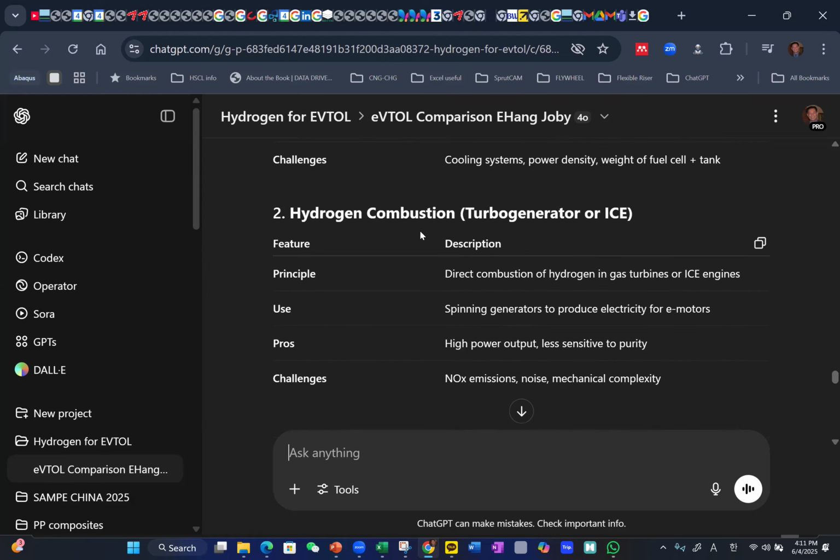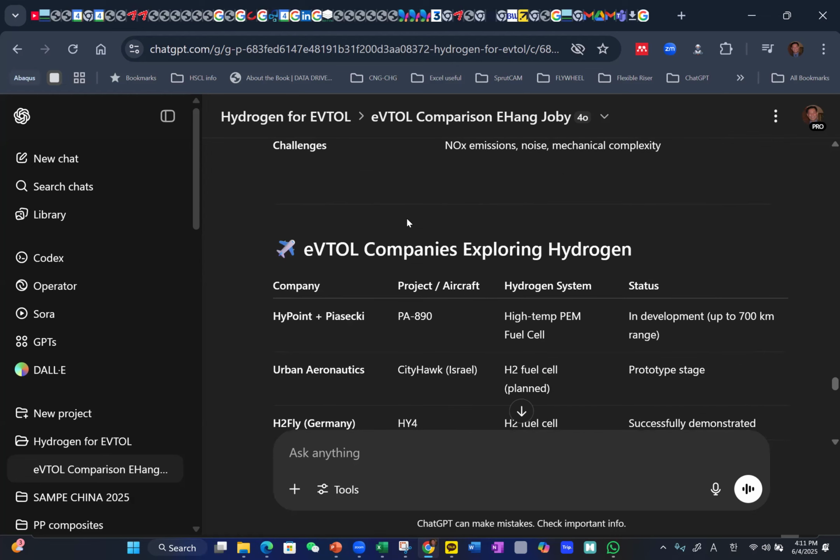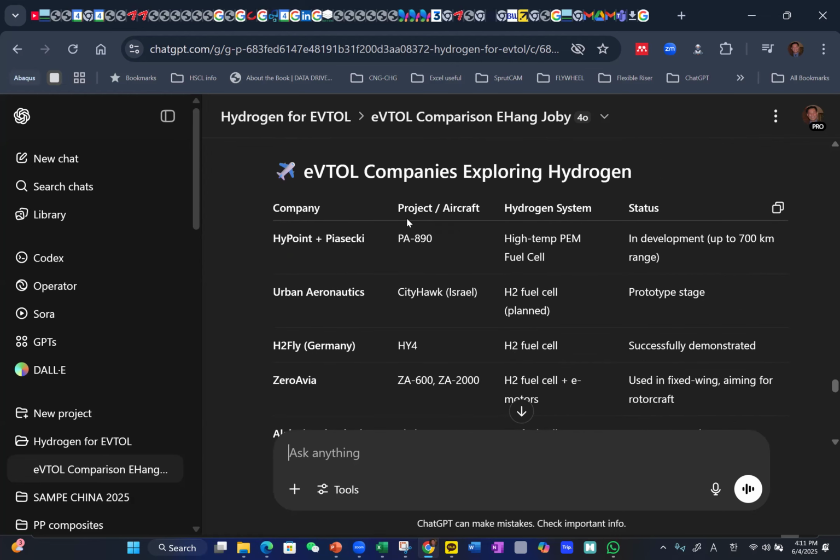So hydrogen combustion, well, this is a little different technology. Instead of a fuel cell, we can use hydrogen combustion, internal combustion engines. But at this point, we can use the fuel cell system. So eVTOL companies are exploring hydrogen. See, eVTOL companies are exploring hydrogen, and there are several companies exploring the use of hydrogen systems under certain projects.